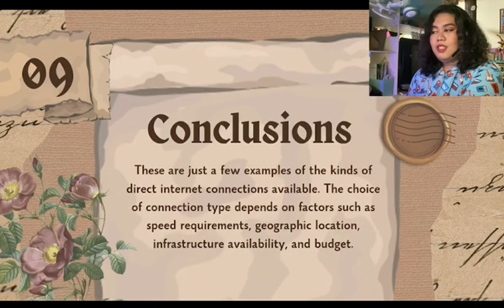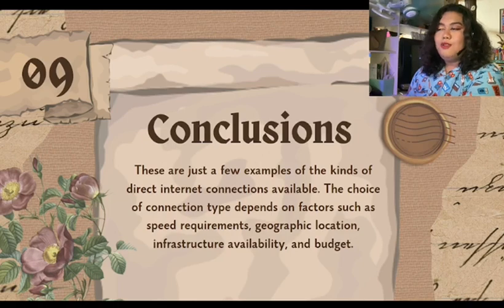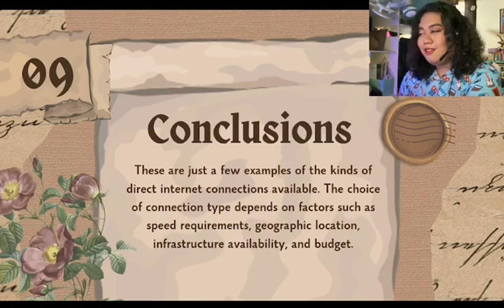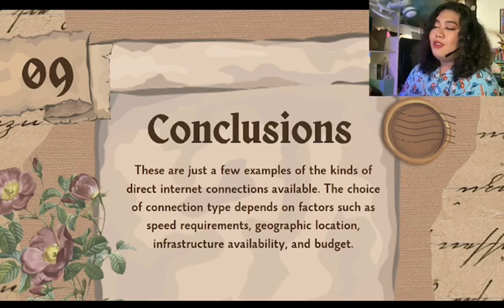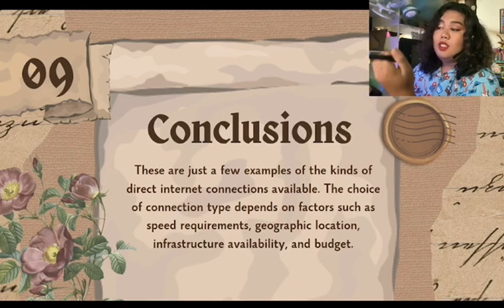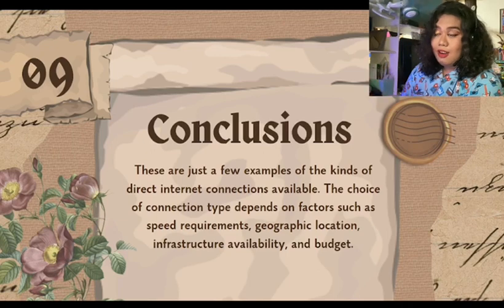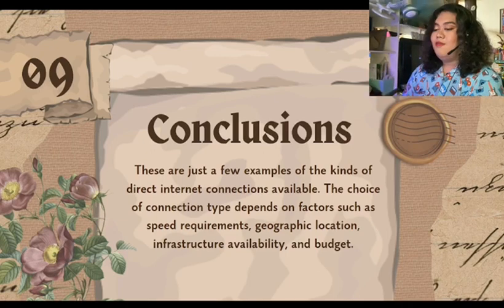So, in conclusion, these are just a few examples of the kinds of direct internet connections available. The choice of connection depends on factors such as speed requirements, geographic location, infrastructure availability, and budget.